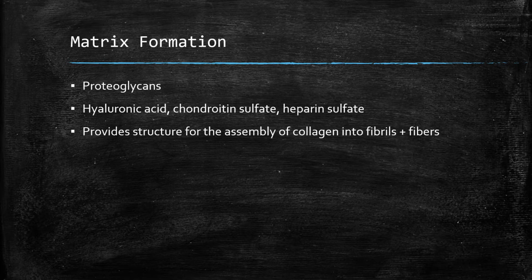Fibroblasts are responsible for secreting the wound matrix. The wound matrix consists of a class of molecules called proteoglycans, and some of the important ones include hyaluronic acid, chondroitin sulfate, and heparin sulfate. The wound matrix is critical to wound healing, since it provides the structure onto which collagen will be secreted and then subsequently assembled into fibrils and then fibers.